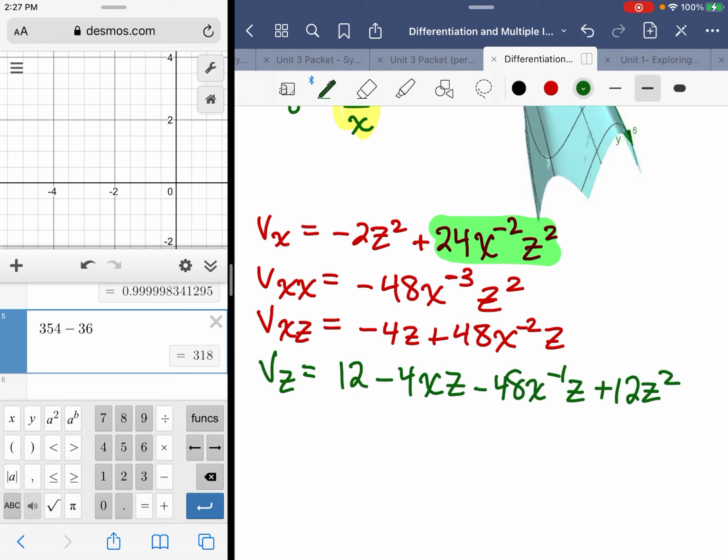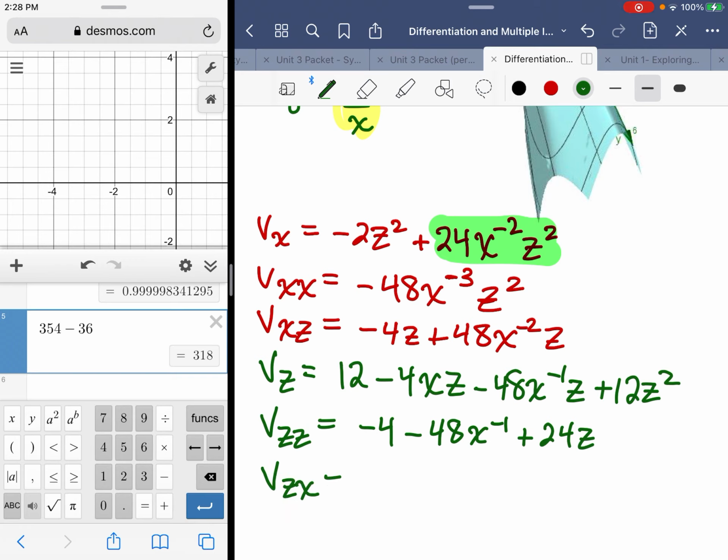Then I can take care of my second order partial with respect to z. Constants go away. We're looking at negative 4 minus 48x to the negative first plus 24z. Not too bad.